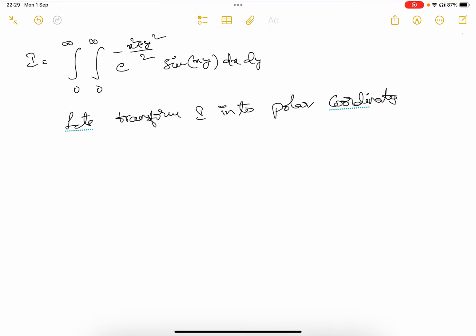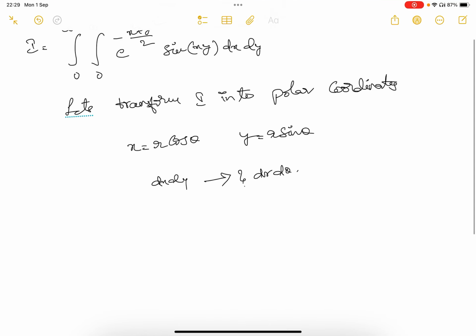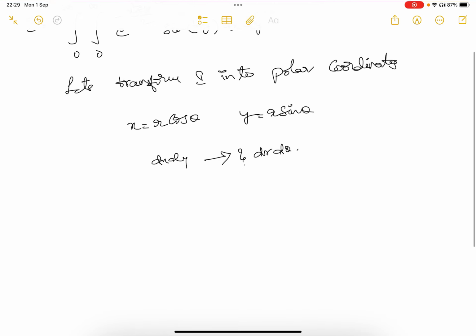In the polar coordinates, x equal to r cos theta and y is r sin theta, right? Then what about dx dy? How will they change into dr d theta? What is the relation? You need to find the Jacobian. Or if you know the formula, you can write directly that it will be r dr d theta. If you want, first let's find out the Jacobian.